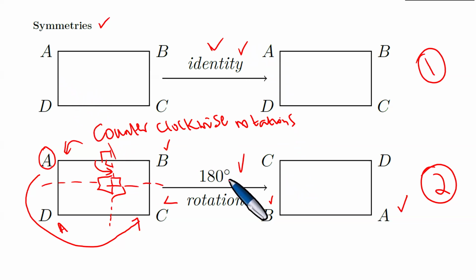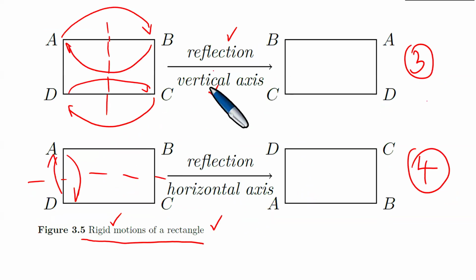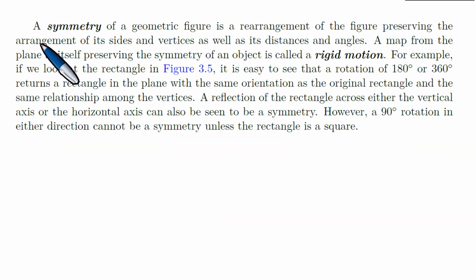Right, and then we have the 180-degree rotation. We've discussed it. And then we have the reflection in the vertical axis. We've discussed it. And also the reflection in the horizontal axis. These are called rigid motions of a rectangle. We have counted 4 rigid motions of a rectangle. Okay, let us look at the textbook's analysis of these for a rectangle.